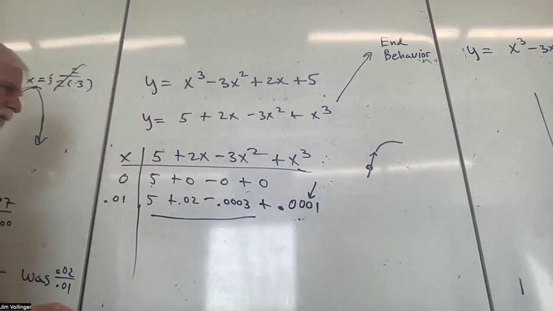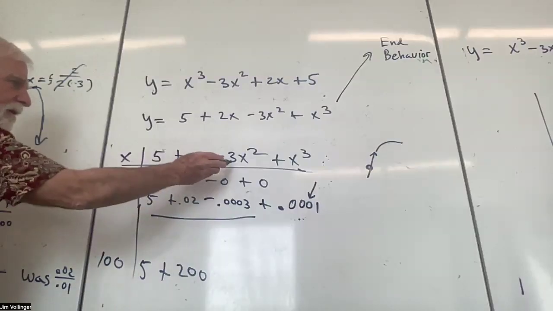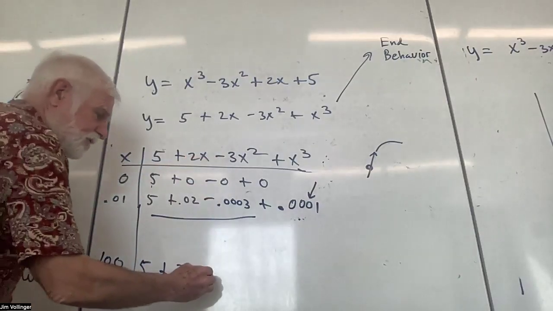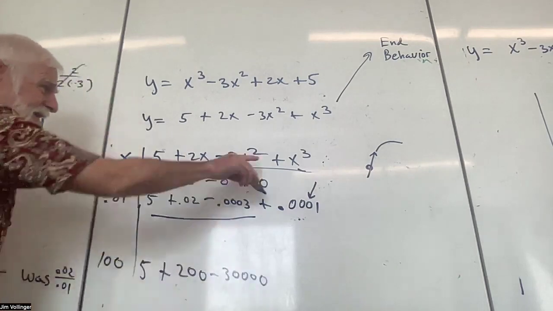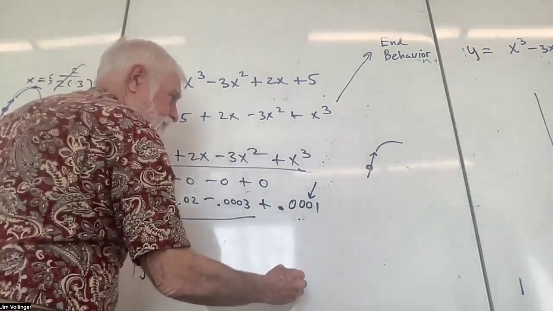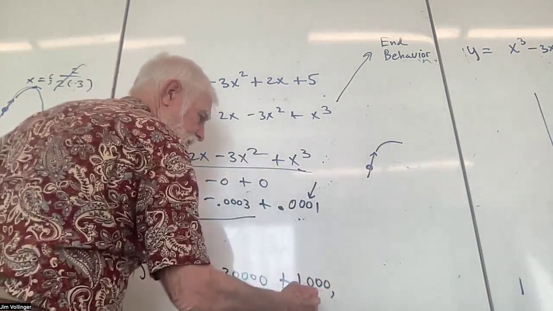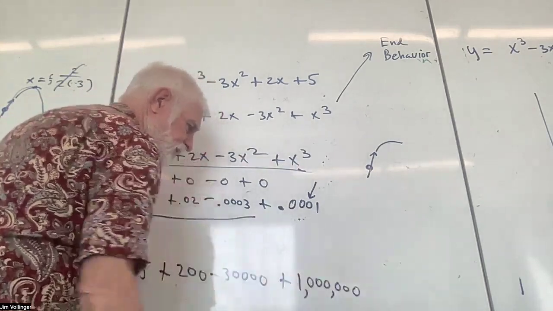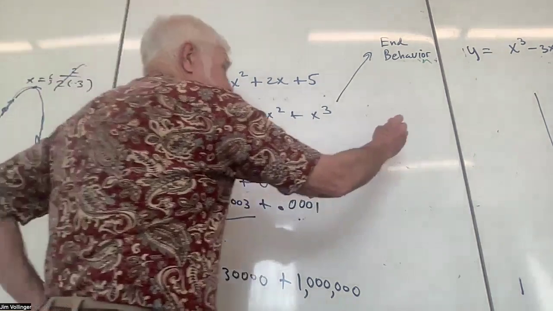Well, the end behavior is if we put 100 in here. That's still 5. That's 200. That is 4 zeros with a minus 3. So there's 4 zeros with a minus 3. That's got 6 zeros with a 1. You tell me what column dominates the numerics here. Yeah, it sure looks like the cubic.